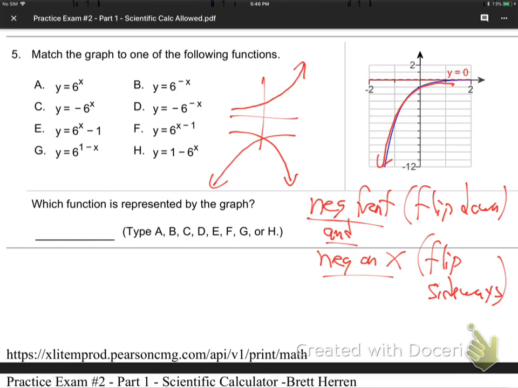So it can't be A because it doesn't have any negatives. Can't be B, it only has a negative on x. Can't be C, it only has a negative in the front. It could be D, it has both negatives. Can't be E, it has no negatives in the front or on x. Can't be F, no negatives in the front or on x. No G, no negative in the front. No H, no negative in the front. So that was easy. The answer is D, has a negative in the front and on the x, flipped down and left. That is correct. You can plug in a point on a table if you want. It is correct.